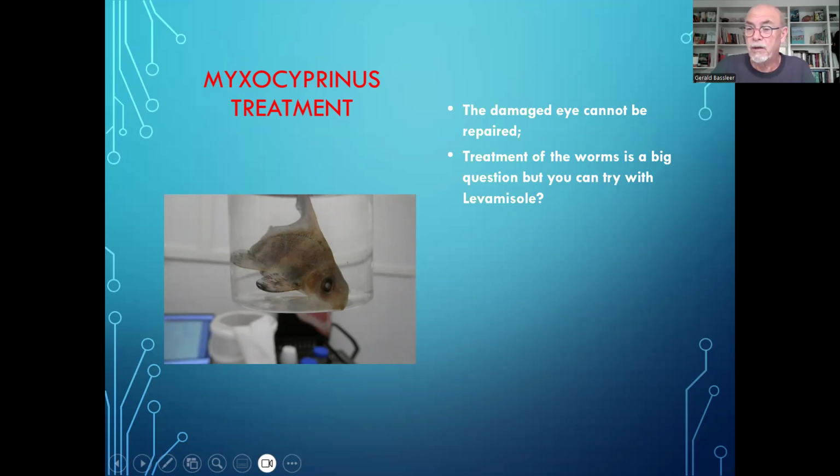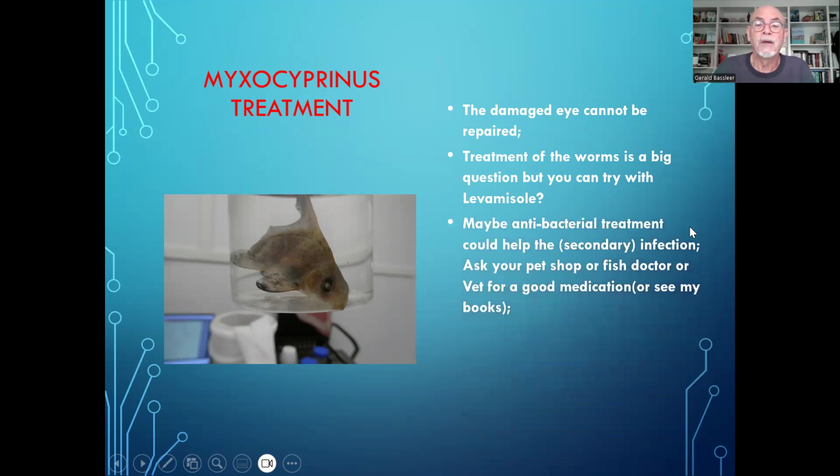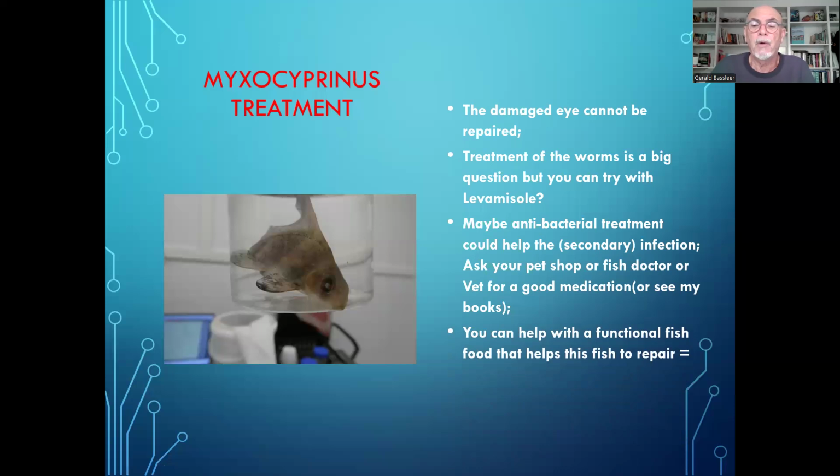If you have a fish like this in your aquarium as a hobbyist, it's very unlikely you're going to be able to treat it. Maybe an antibacterial treatment could help to control the secondary infection. Ask your pet shop or your fish doctor or your vet for a good medication, or you can see it in my books. And at the same time, you can help with a functional fish food that helps to develop a good immune system of the fish, a better defense.